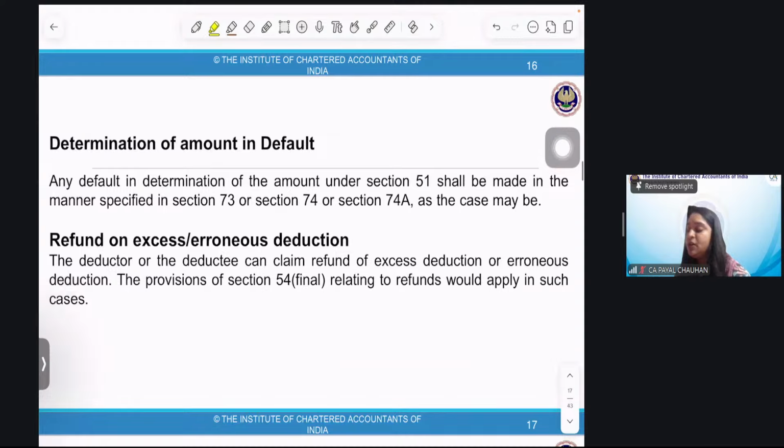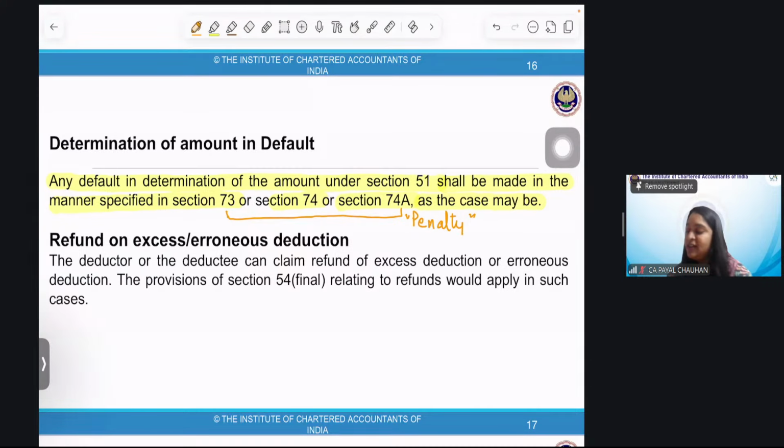Now, determination of amount of default. Any default in determining the amount under section 51 shall be made in the manner specified under section 73, 74, 74A, as the case may be. In the last class also we had these sections. What are these sections? I said don't learn, they'll be dealt with at final. Yes, these are penalty sections 73, 74, 74A. So if you are doing any default while deducting the TDS as per the provision, you will be liable under section 73, 74, 74A.